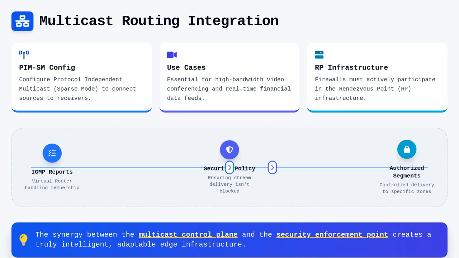We must configure the virtual router to handle IGMP membership reports while ensuring that our security policies do not inadvertently block the underlying multicast stream delivery. By understanding the interaction between the multicast control plane and the security policy enforcement point, we ensure that streams are delivered only to authorized network segments. This holistic approach to routing allows for the deployment of a truly intelligent and adaptable edge infrastructure.